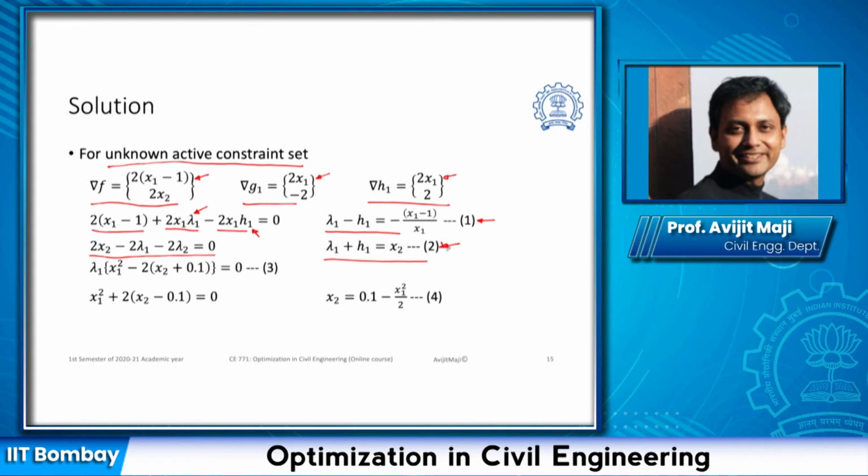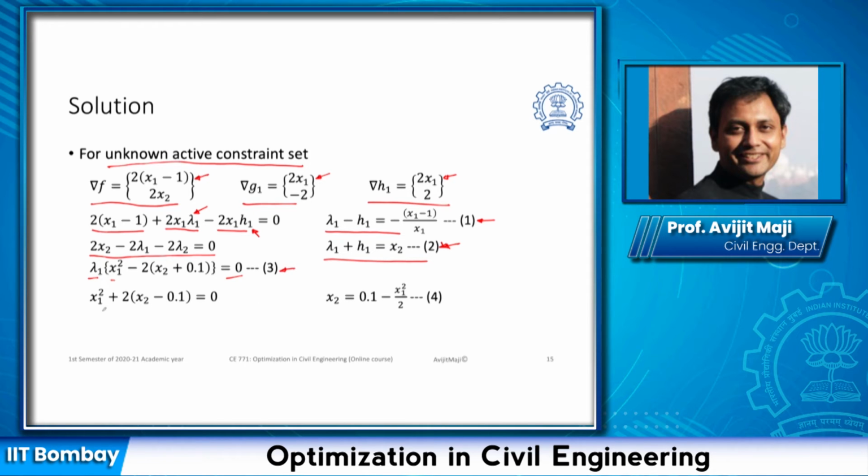Now we have the inequality constraint, and for the inequality constraint we said that if we multiply it with the Lagrange multiplier, that is supposed to be equal to 0. So this is going to give me the third equation.